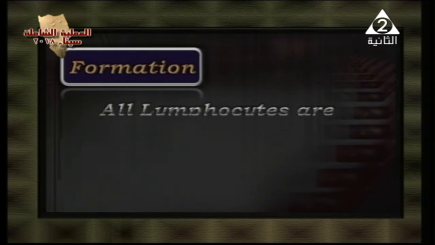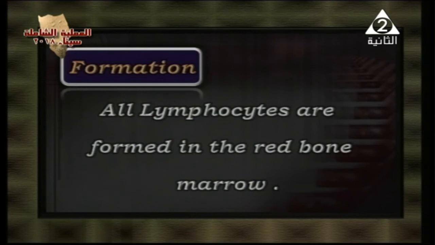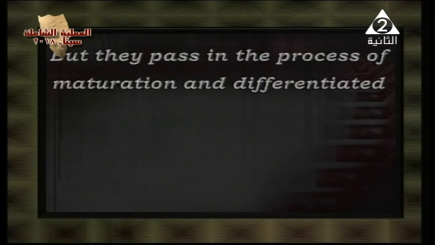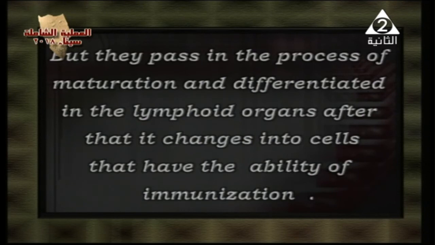How are they formed? All lymphocytes are formed in the red bone marrow, inside the what? Inside the bones, inside itself. At the beginning, they don't have any immune ability. At the start of their formation, they don't have any kind of immunity, but they pass through the process of maturation. I mean, they grow more and more and differentiate in the lymphoid organs, and after that they change into what? Into cells that have the ability of immunization.